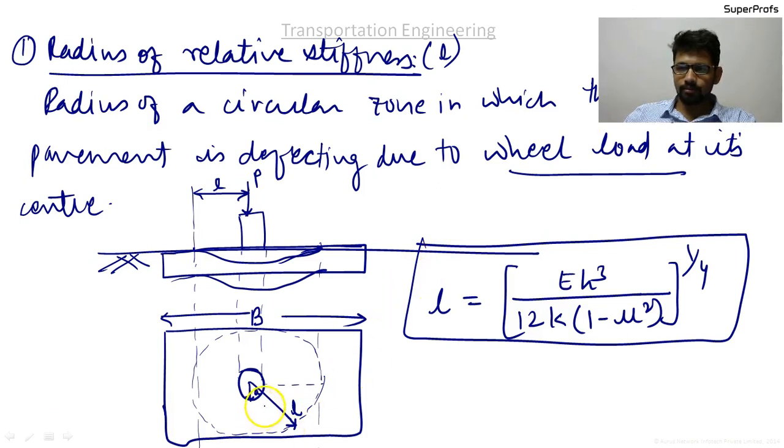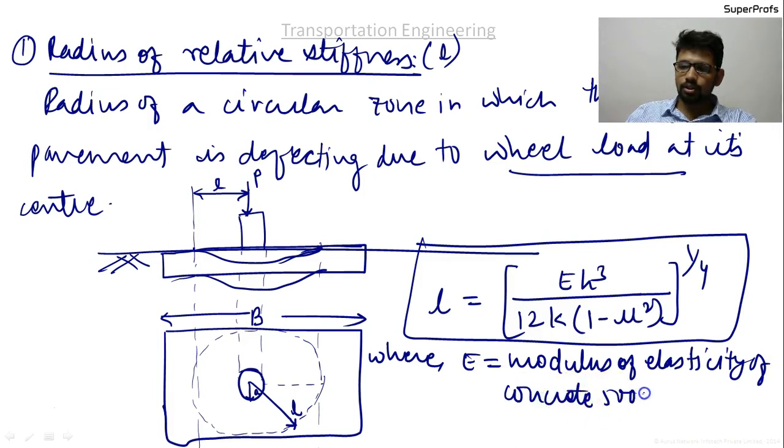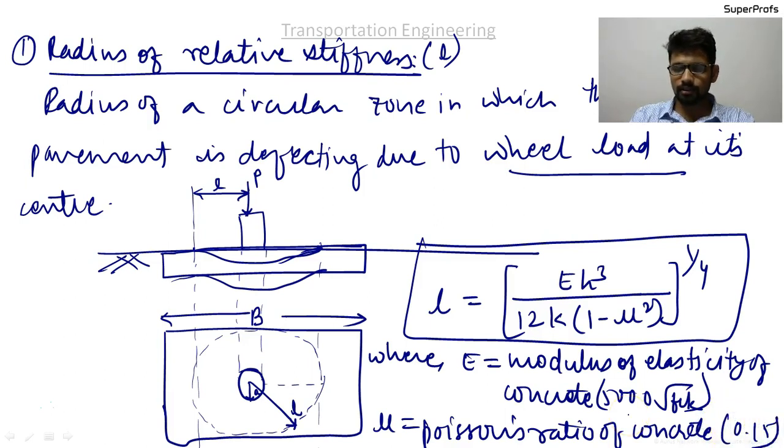E is the modulus of elasticity of concrete, that is given as 5000 root fck. Mu is the Poisson's ratio of concrete, and as all of us know, the value is 0.15 and without any units.